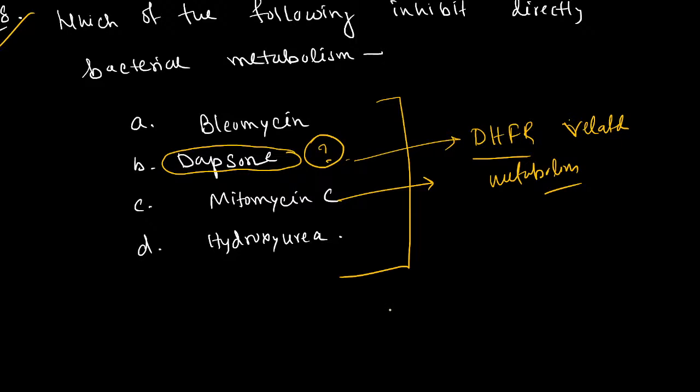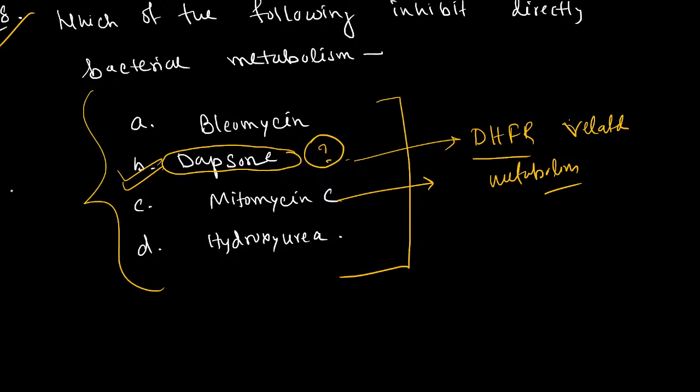Bleomycin cuts the DNA. I'm not asking about bleomycin. I'm asking about dapsone. Okay, dapsone is the only thing that directly interferes with the metabolism. Dapsone is there, isoniazid is there. Please, guys, read once. Isoniazid is used in TB.